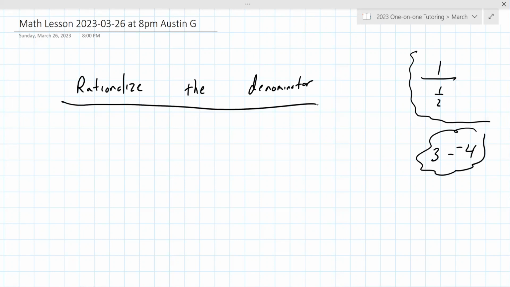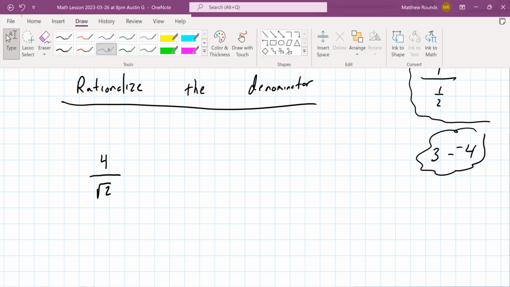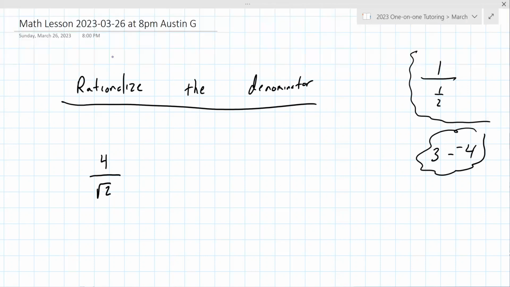So for example, let's say it's 4 divided by the square root of 2. Even though this is fine, it's not pretty. It's like, oh, this isn't right. So they really make a big deal out of rationalizing the denominator. So that's what we're going to work on now.